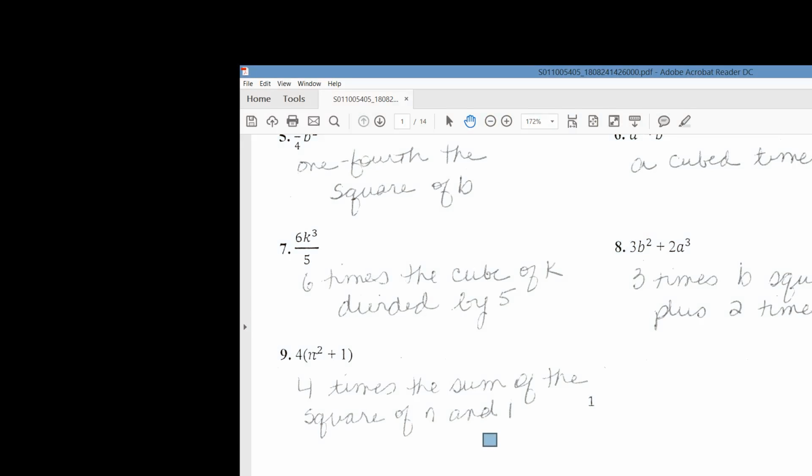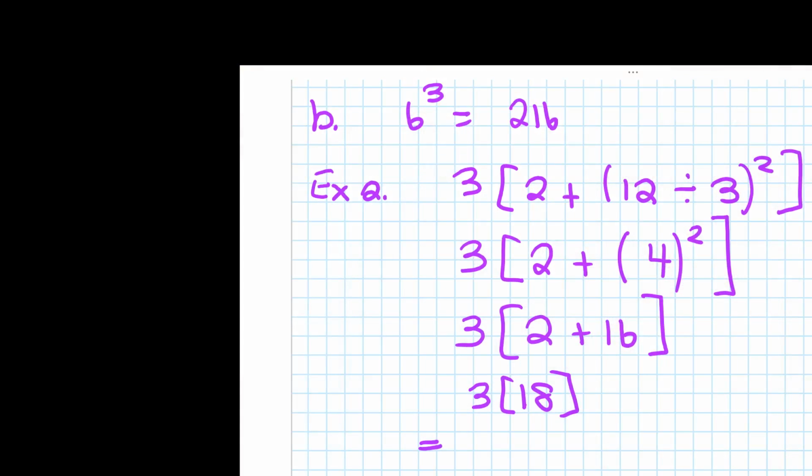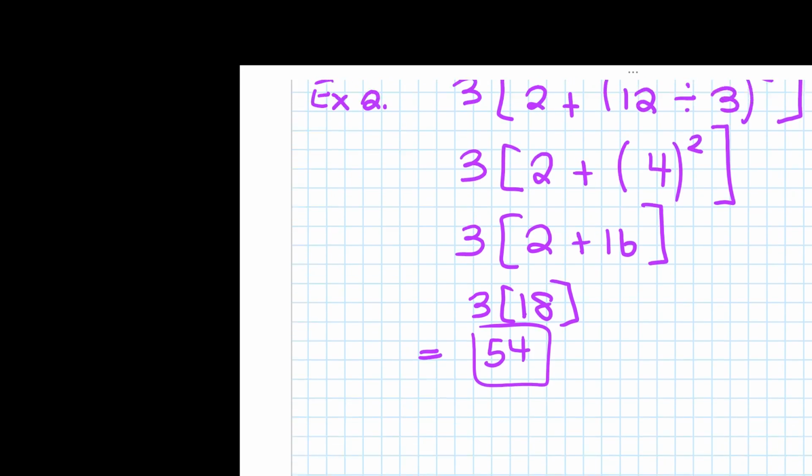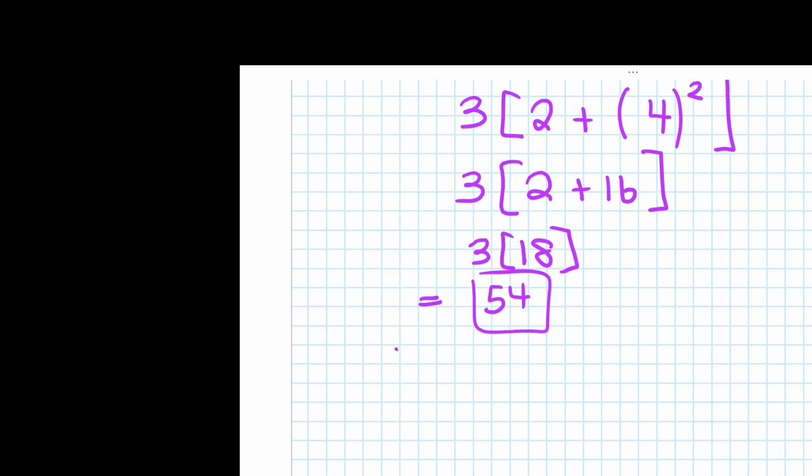54 is correct. Sorry about that. 54 is correct. Does anyone have a question? Are you with me? Okay, so that was example A. Let's look at B, and then we'll give you a few that we'll try together. Three plus 2 cubed over 4 squared times 3.